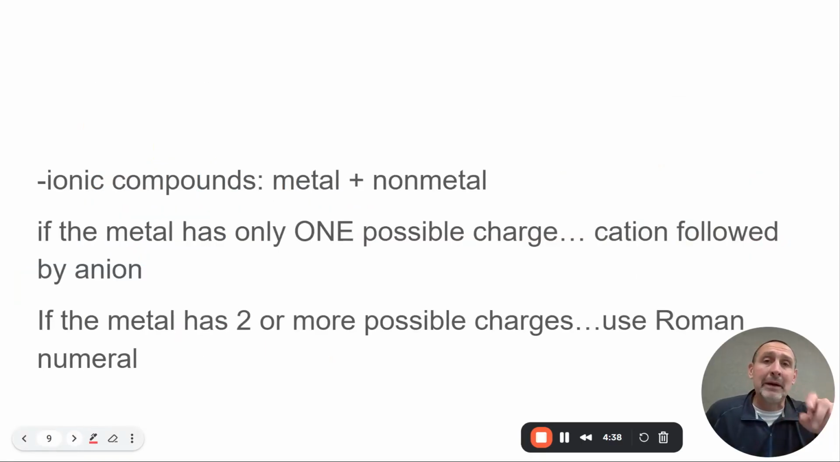So ionic compounds are a metal plus a non-metal. Sometimes the metal is weird, that is, it has more than one possible charge. Polyatomic ions have one possible charge. Magnesium and everything in group 2 have one possible charge. When you get in the middle with all of the metals in there, they might have two or more possible charges, in which case we're going to use a Roman numeral.